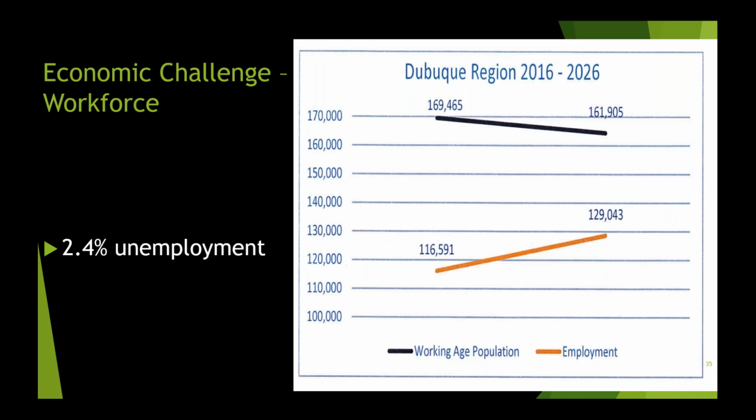We look at our economic challenge that we're facing right now. It's really geared towards workforce. Now, we have a 2.4% unemployment rate. But if you look at the chart on the right, you'll see that our working age population continues to go down. At the same time, employment opportunities go up. So at some point, those two lines are going to intersect. And so as we look at what our challenges are, it's about how do we attract people to our area? How do we continue to make sure that housing is available, as well as the employment side of things.